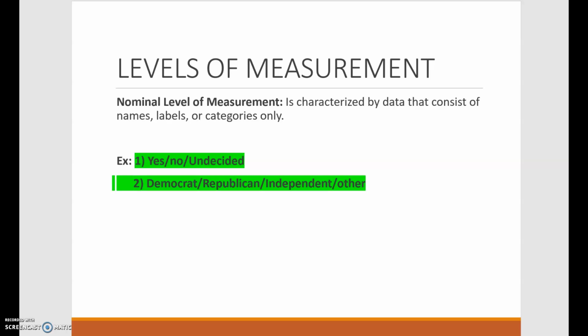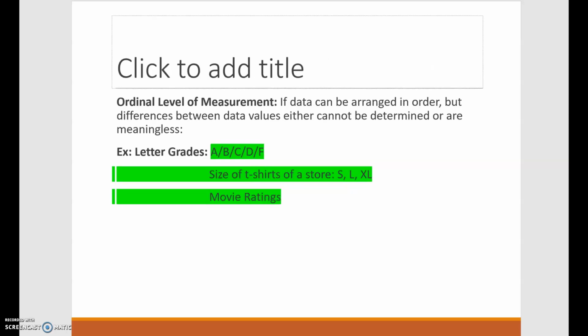So when we talk about levels of measurement that happen to be nominal, every member of the population has to fit under one of those, and it's understood for everybody that yes means yes, no means no, or undecided. So there couldn't be any misinterpretations. For example, anybody filling out a survey would have to fit under one of these categories. Now, let's take a look at ordinal.